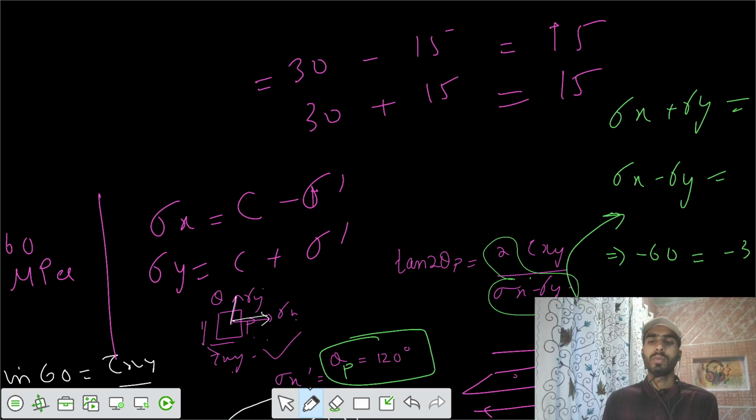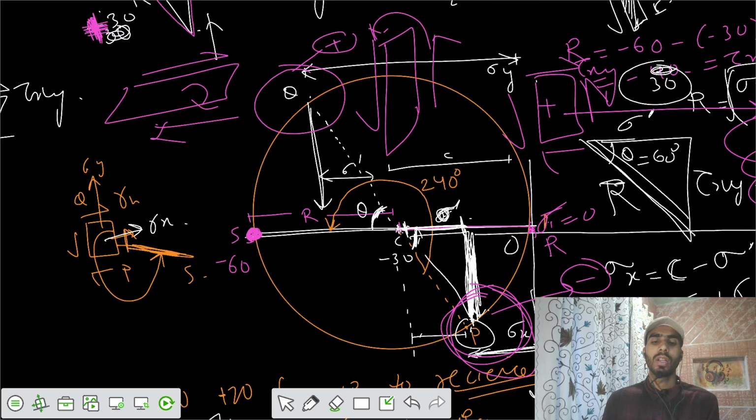But overall the values would be negative 15 and negative 45, because you can see from the Mohr's circle all the values of stresses are compressive. No stress is tensile. Each normal stress is negative, compressive.